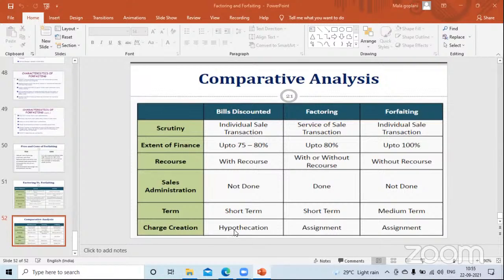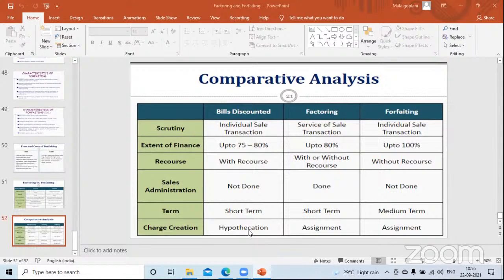Last point, charge creation. Charge. What do you suppose, if you're giving all the bills to the bank, the bank has given all the money. So what is charge that is created? Hypothecation. That means kuch to girvi rakhna padega na. So hypothecation. All the bills are kept with the banks. It is my right to receive the money from the debtors. But now because bank has given money to me, therefore all the bills are not to be kept by me. It is to be handed over to the banks.